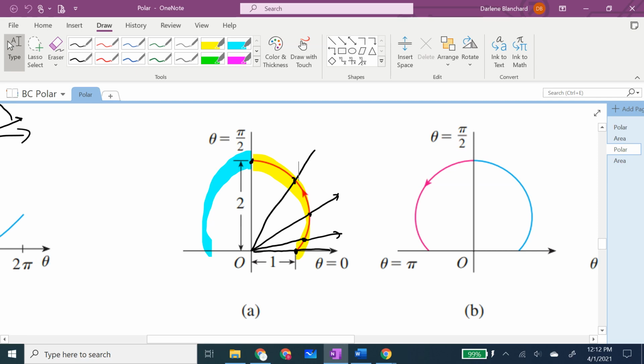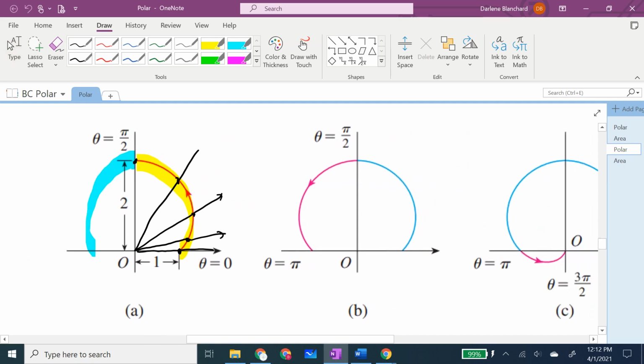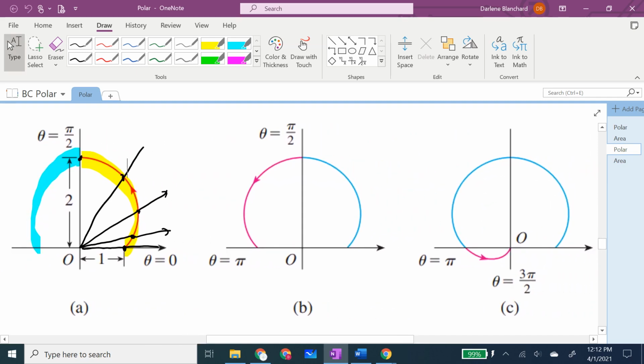So what is spiraling in from 1 to 0 going to look like? So I want you to think about that. Some of you may already know exactly what this looks like. Yes.